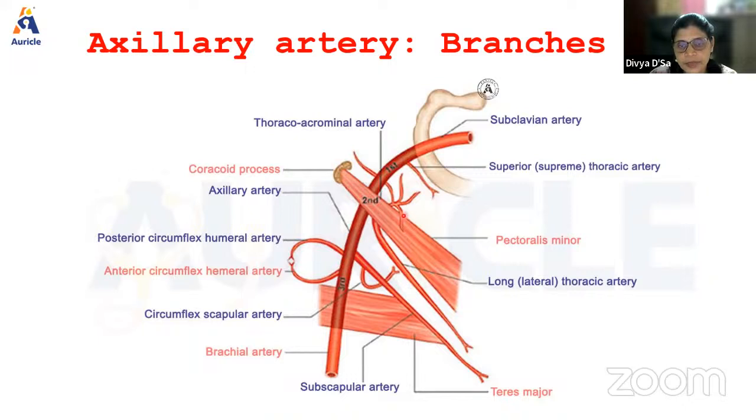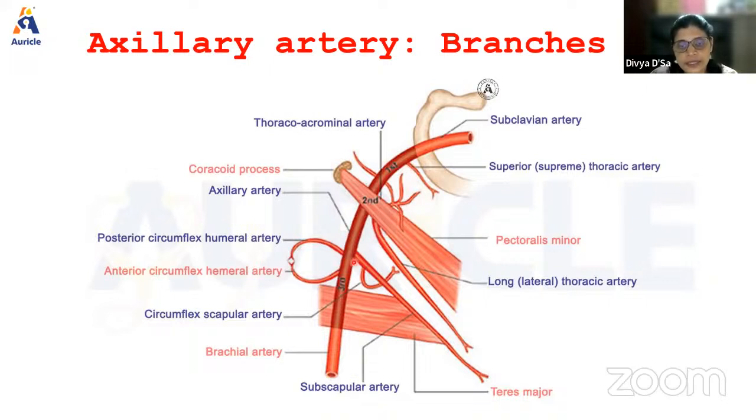From the second part, we have the thoracoacromial artery and the long thoracic artery, okay, long thoracic and thoracoacromial artery, which will divide into a pectoral branch, clavicular branch, deltoid branch, and an acromial branch, okay. So it divides into 4 branches.